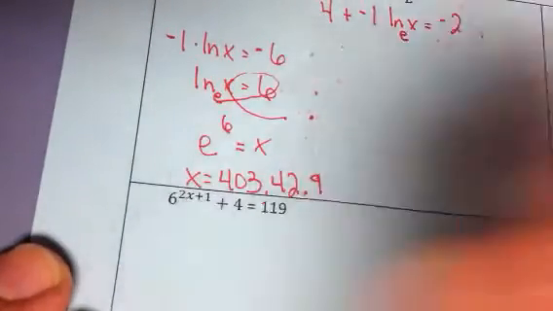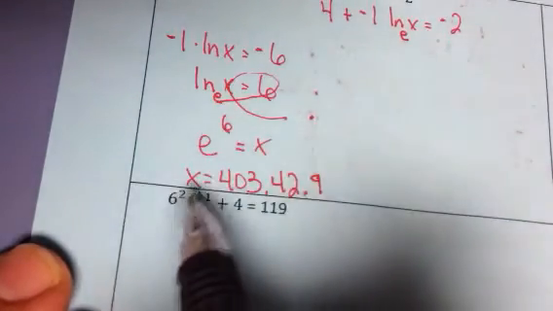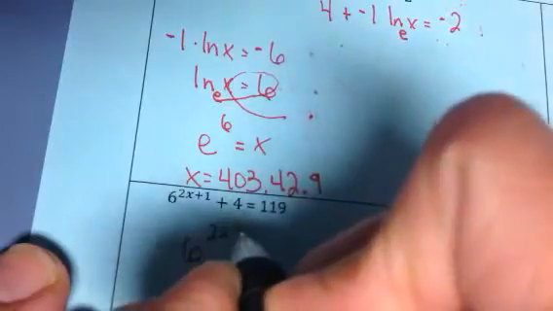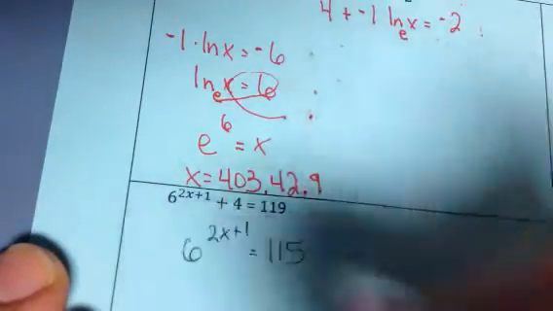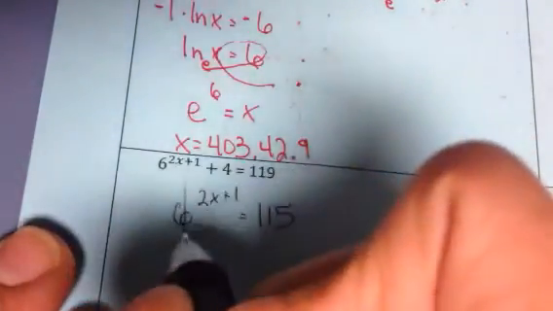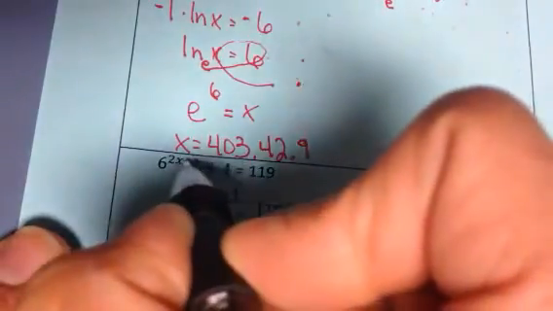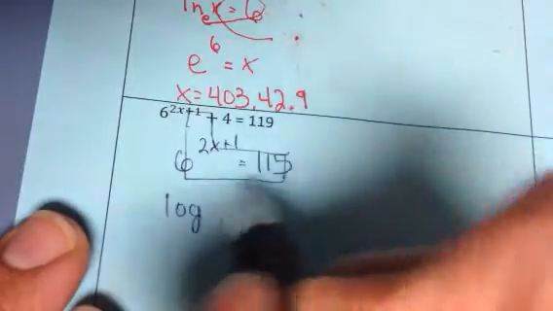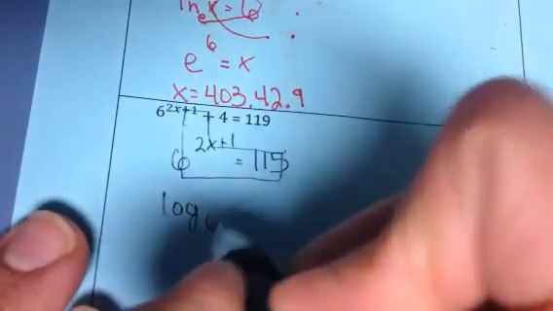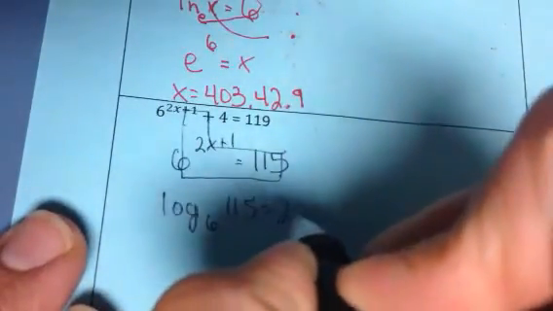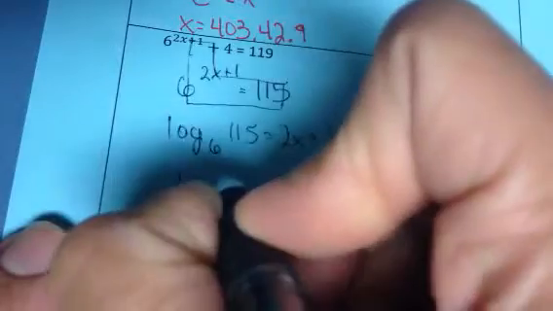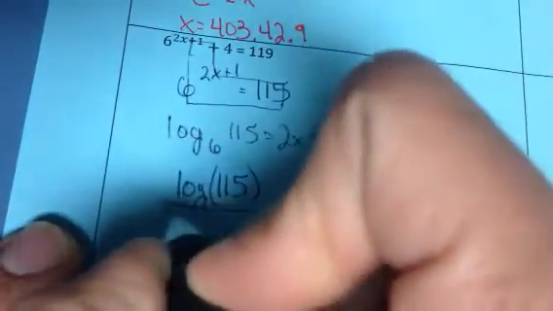So first, I can't do that until it's just the base and the exponent, so I'm going to subtract the 4. So that gives me 115, and now I'm ready to make my L. So L means write log base 6 of 115 equals this. Some of you can just go to your math button and type that in. A lot of you have to do this. Close your parentheses.